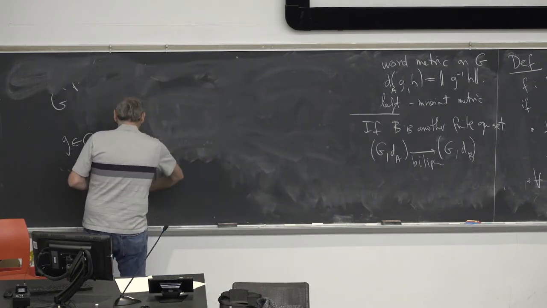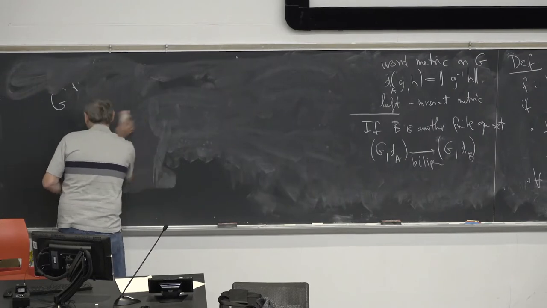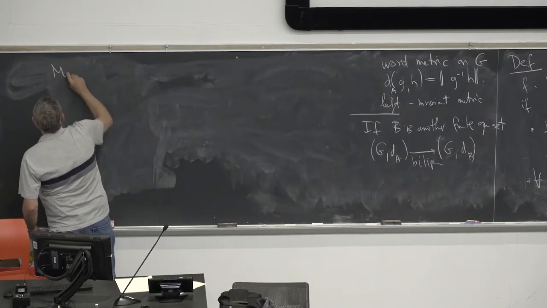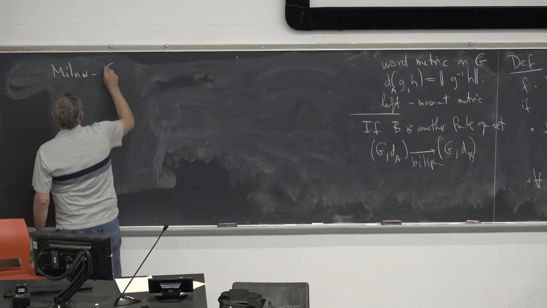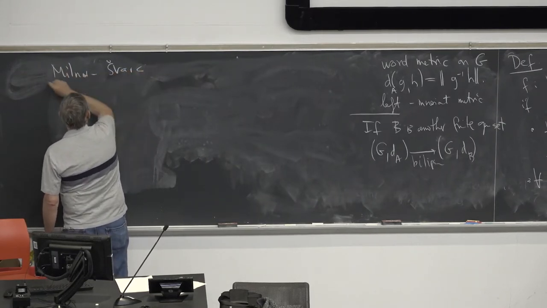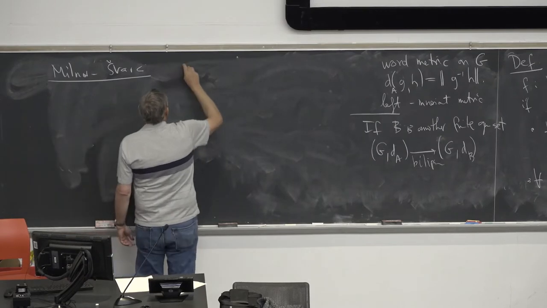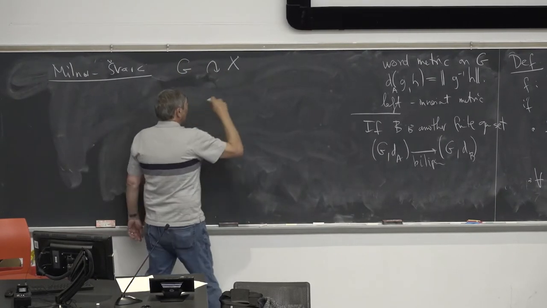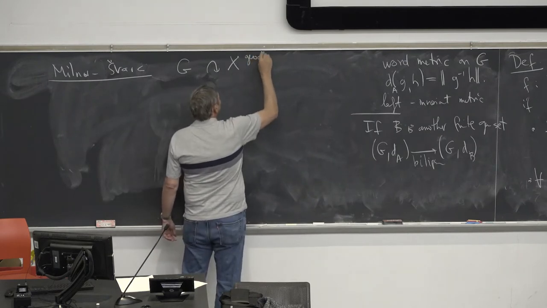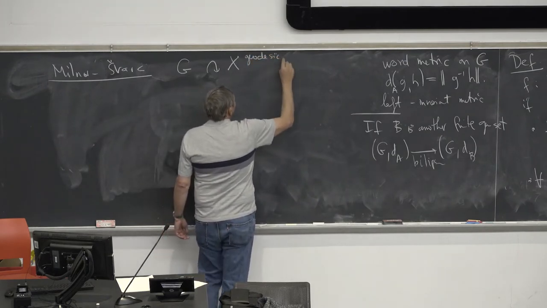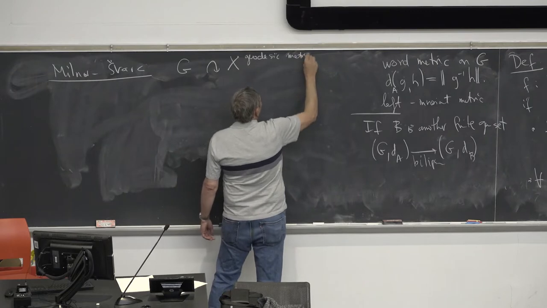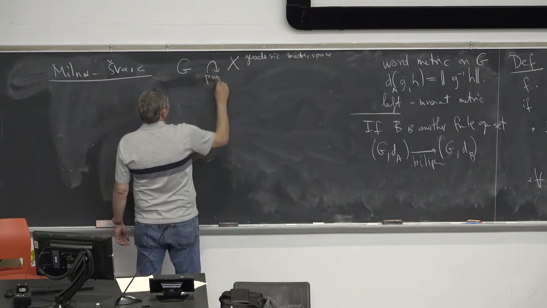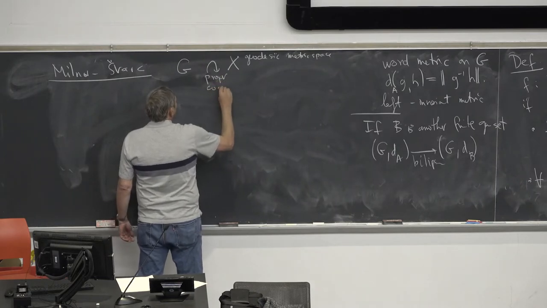And the statement is just that if you have G, a group acting on X. X is a metric space, and it's a geodesic metric space. So I'll tell you what that means, geodesic metric space. The action is proper and co-compact.